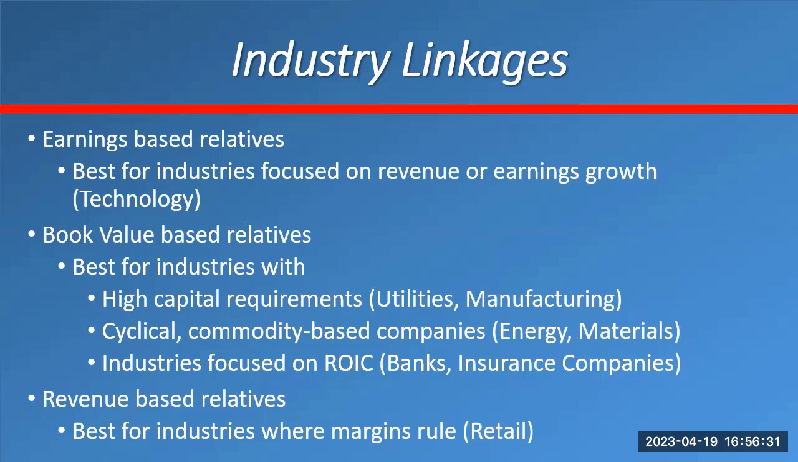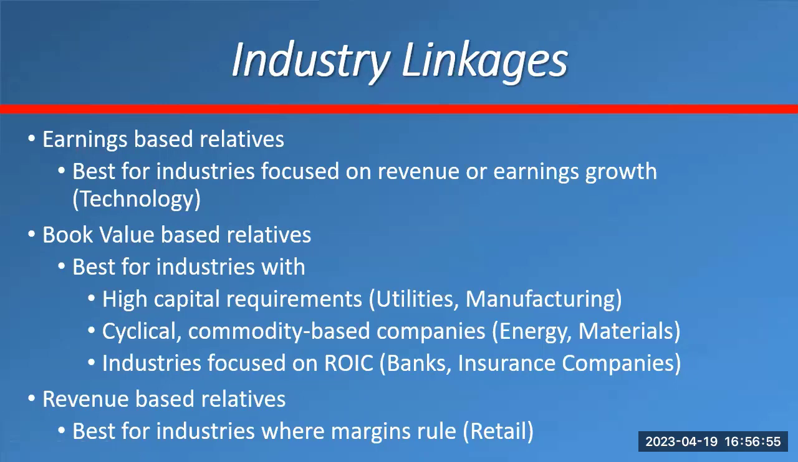You could use price to book for an Intel. So just look, that's how you can tell. With NVIDIA, NVIDIA's property, plant, and equipment is a small, small percentage of their assets. For Intel, it's a huge percentage of their assets. So price to book could work. As I mentioned before, cyclical types of companies like energy and materials, you don't want to use earnings based because the earnings are so volatile.